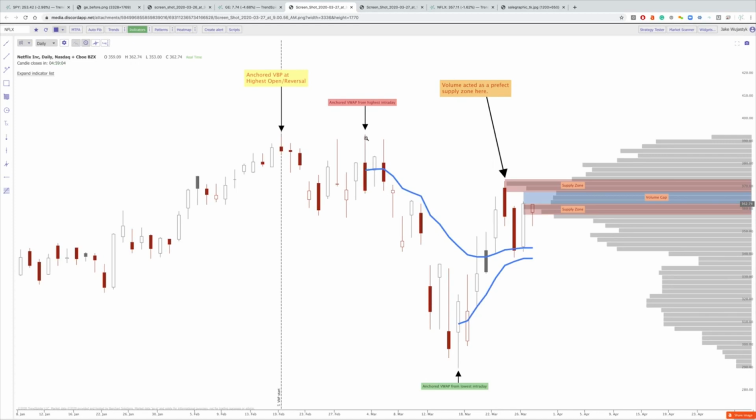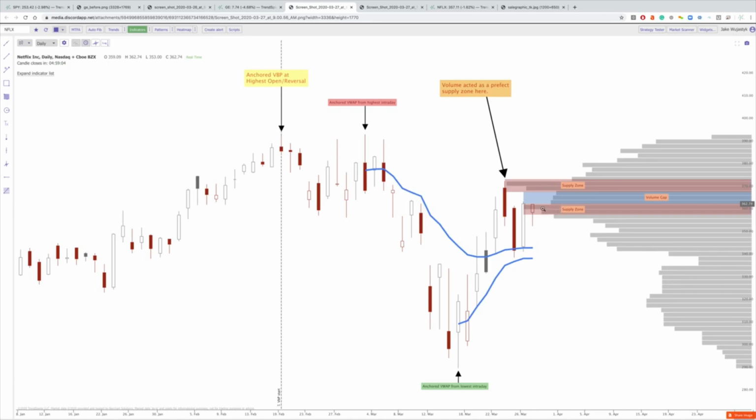However, I like to anchor the volume by price from where the actual highest open was, because if you look on a line chart, this would have been the reversal point on the line chart, and then you would have seen the trend continue down from here. So sometimes you need to switch over from a regular chart to a line chart. I'll go over an example of that here in a second. So notice here, same type of thing, almost exactly what we're set up for here. This was on Friday.